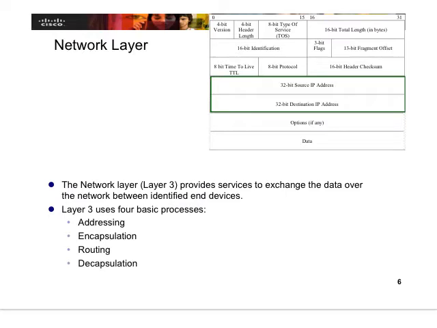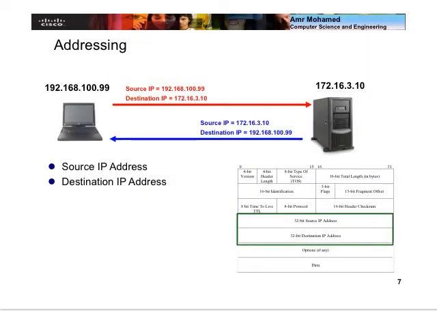The layer 3 IP addresses use 4 basic processes: the addressing, encapsulation, routing. These are the main functionality of the routing protocol. The routing protocol uses some kind of addressing. It uses encapsulation and decapsulation like any other layer, and this is part of the reference model. And the main functionality in the network layer, which really distinguishes it from any other layer, is routing. This is what we are going to cover in this chapter and the next chapter as well.